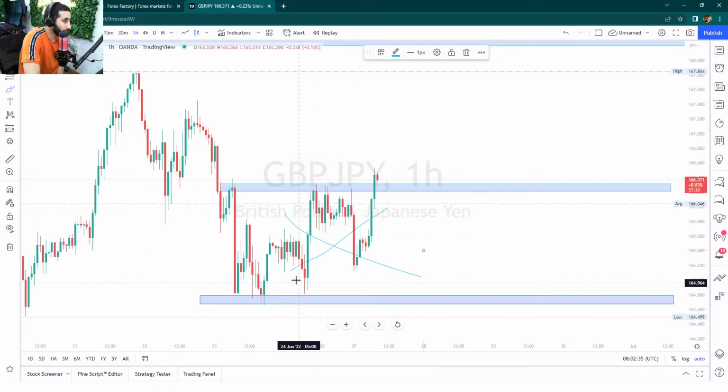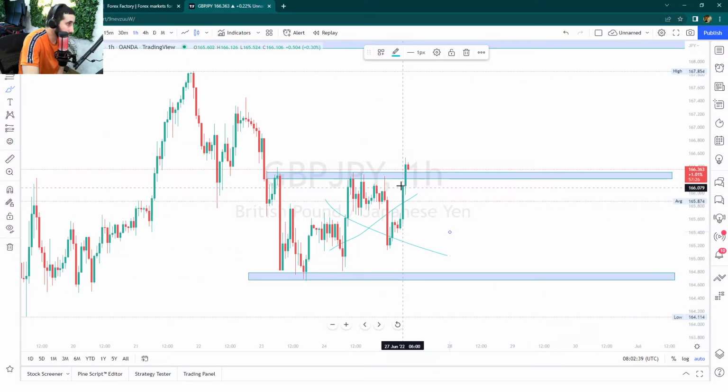And also there is the support, and the same thing goes here. Wait for the candle to close. If the 1-hour candle closes below this level, it means that it's going to continue down. And this is how it is.